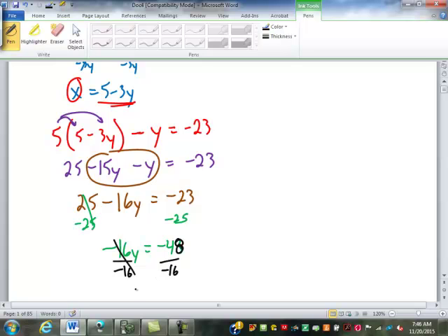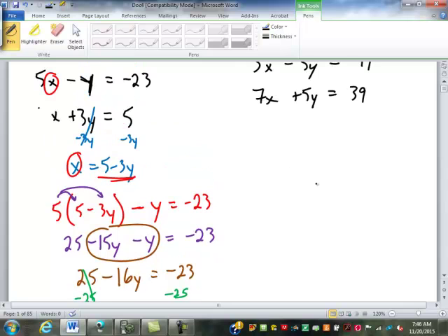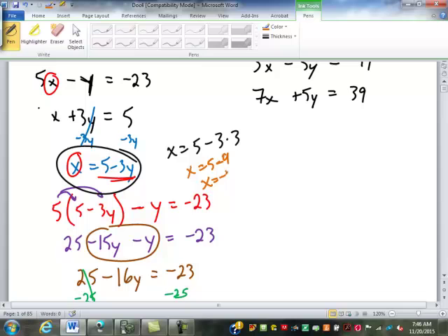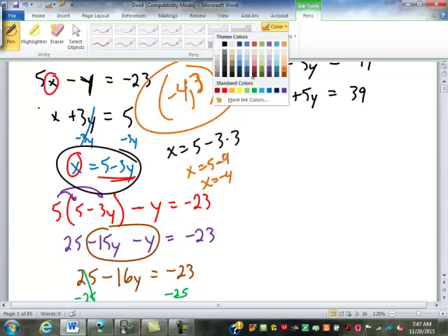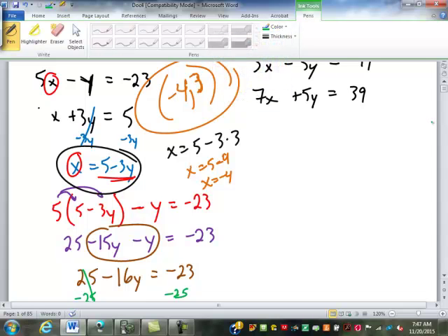Divide by negative 16. I was wondering why everybody got quiet all of a sudden. y equals 3. The little hamster decided not to come to work with me today. So y equals 3. So then we're going to come back up here to this one to find x. x equals 5 minus 3 times 3. 3 times 3 is 9, so 5 minus 9, x equals negative 4. So that is negative 4, comma 3. How many of you got negative 4, 3 for that one? Okay.